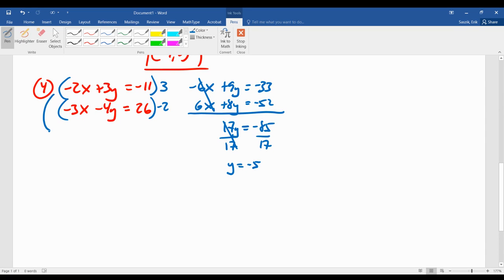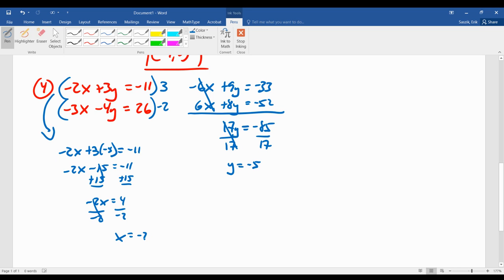I'm going to use the first equation, but remember, we are now plugging in for y. So that becomes 3 times negative 5 is negative 15. So we're going to add 15, and that becomes 4. And then when we're dividing by negative 2, we get negative 2. So I get my answer of, remember, always write the x one first, negative 2, negative 5. So we had to make a double adjustment there, okay? A double adjustment.